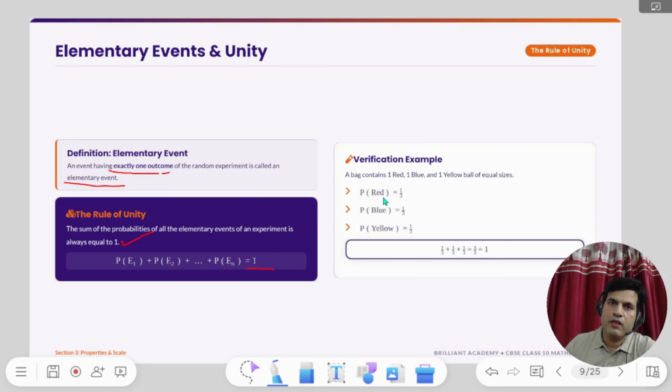Like verification: if there is one red, one blue and one yellow ball in the same bag, and the probability of red is 1/3, the probability of blue is 1/3, and the probability of yellow is 1/3, if you add all the probabilities, 1/3 + 1/3 + 1/3 is 3/3, and the value will be 1. Okay.